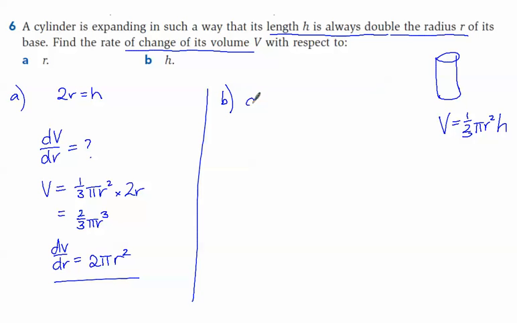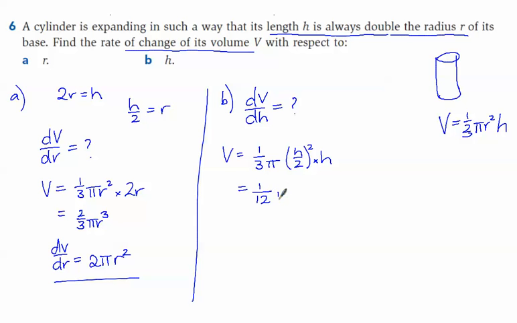Now we want to find dV/dh, so the change in volume with respect to our height. So for this one, we're going to do the same thing again, but we want our volume this time in terms of h. So 2r equals h, so that means h over 2 equals r. So we're going to end up with a third pi, and then instead of r squared, we're going to end up with h over 2 squared times by h. So if we square h, we've got to square the 2 as well, so we end up with 4 times 3, or a quarter times a third, so we end up with 1/12 pi h cubed.